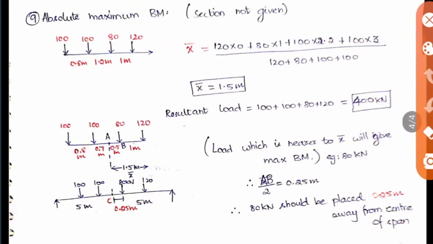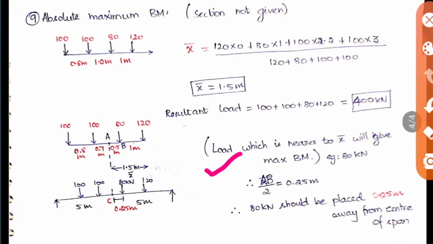We have similar formulas, which we just studied, and we can use that and place it there. When the section is not given, you have to go for this formula. So read this line: the load which is nearer to x bar will give you the maximum bending moment. So this is very important.